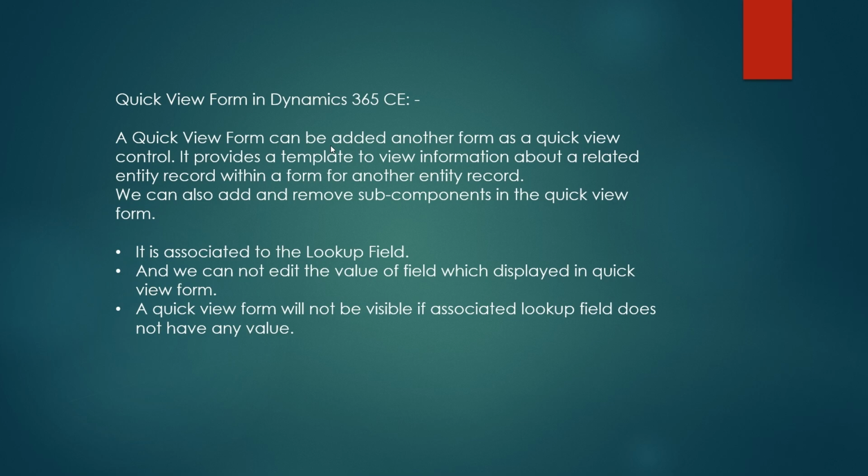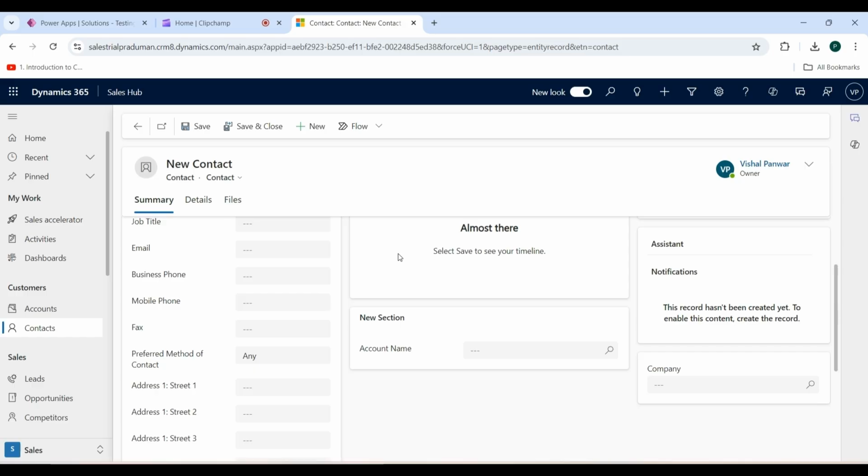Now go back to the system. I am going to configure a quick view form of the account entity in the contact entity, because in the contact entity there is a lookup of the account name. Then go to make.powerapps.